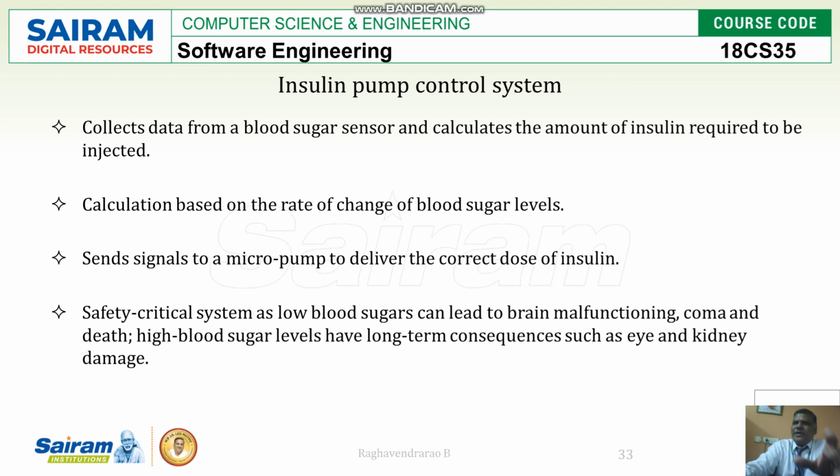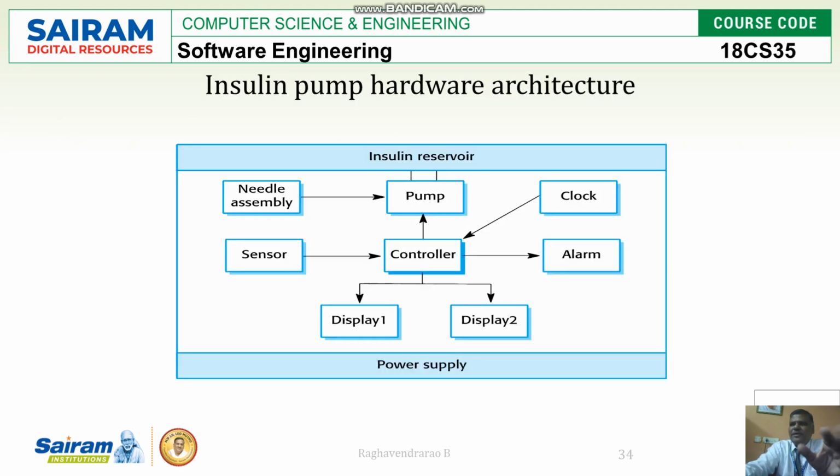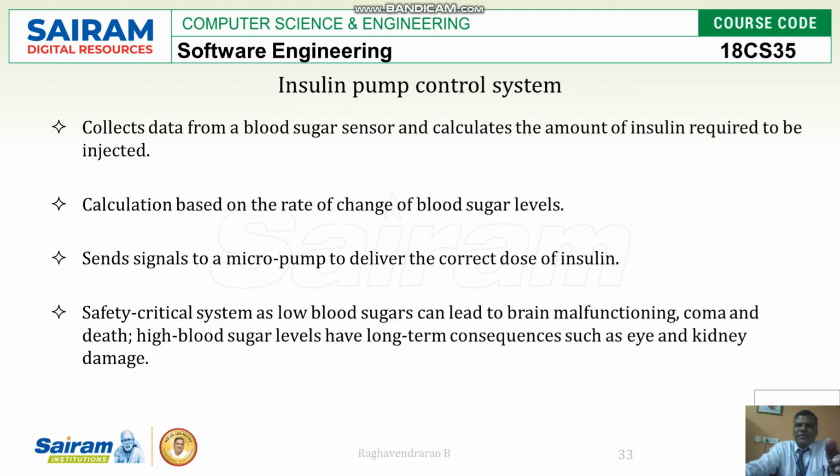The calculation is based on the rate of change of blood sugar levels. So there is a functionality, and based on that functionality it gets controlled. It sends signals to the micro pump delivery to correct the dosage of insulin. Here the controller gives instructions to the pump to correct the proper dosage and inject it. Then the fourth one, safety critical systems.